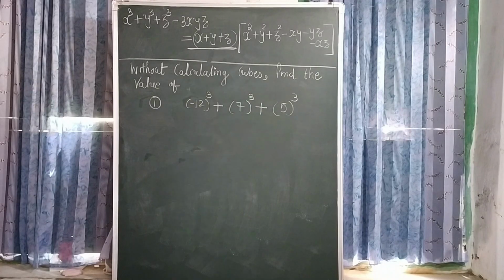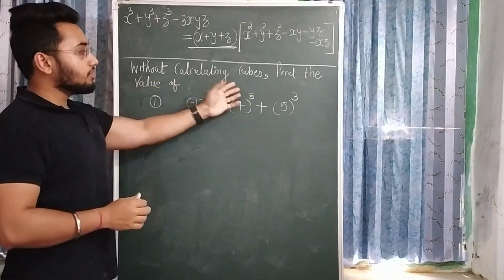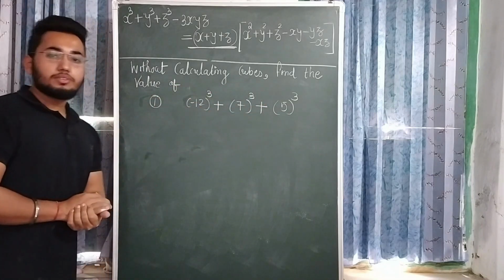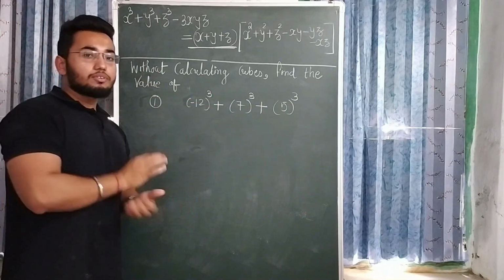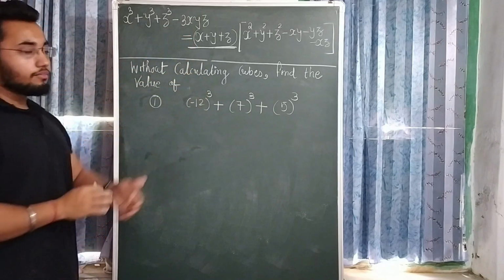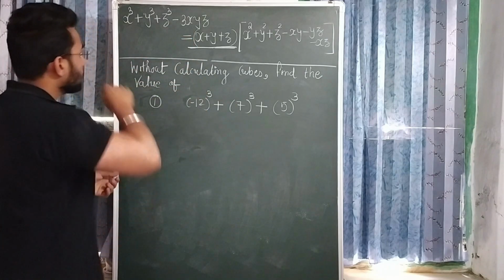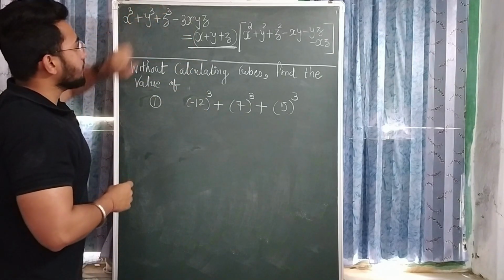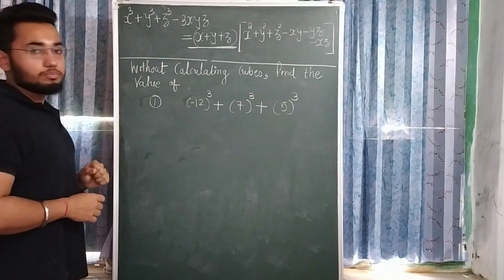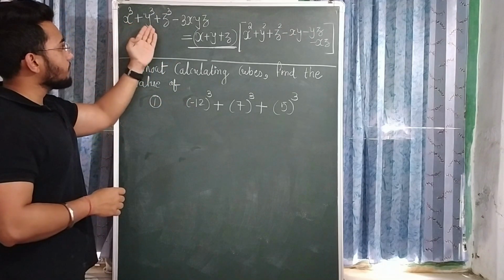So now, actually this is the last example for today. Without calculating cubes, find the value of this number. We don't have to cube this number and then add. We just apply the identity here and find the value of this number. Okay, so now this is our identity, x cube plus y cube plus z cube. Actually this is the value of x, y and z.